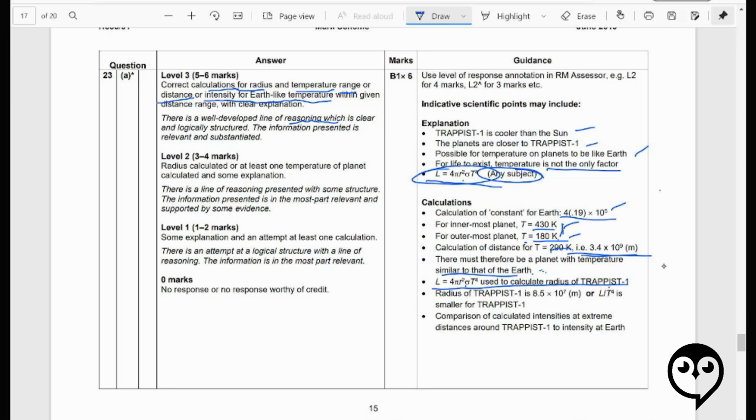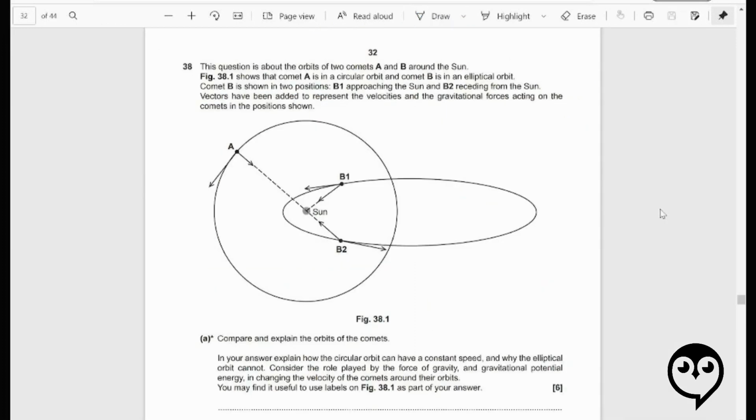We've used this to calculate the radius, yes. Or L over T to the power 4 is smaller for, you could compare that between the 2 suns. There's a bunch of comparisons you can make, comparison of calculated intensities, yeah. So, I feel if you were to just explain what we were saying based on those calculations we did, it seems it's good for 6. But these are the types of questions you want to practice and really nail.